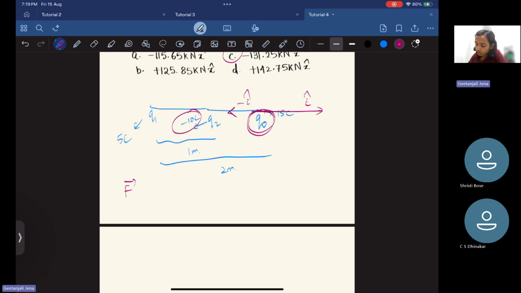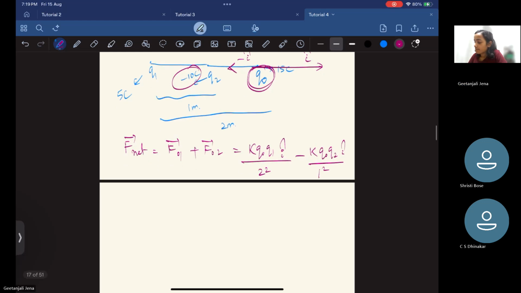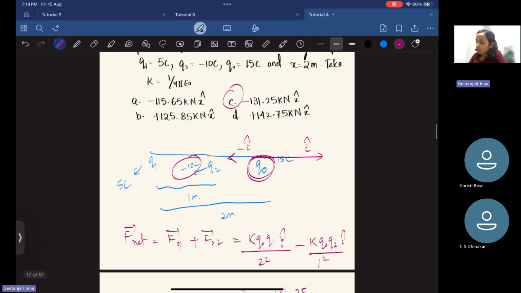So the net force will be F01 plus F02. So this is k Q0 Q1 by 2 square i cap minus k Q0 Q2 by 1 i cap, which will come out as minus 131.25. Okay.